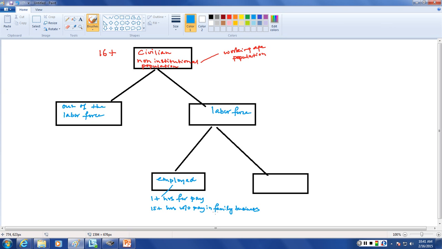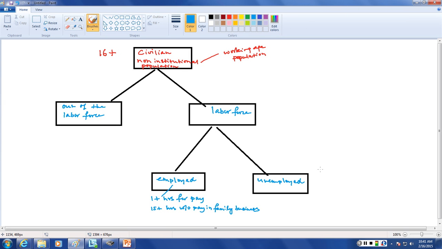Now, let's say that you report to the government that you did not work at all last week. Where would the government put you now? This box, of course, here is the unemployed box. Would the government stick you in that box? So you are someone who is 16 or older, you're a civilian, you're not institutionalized. You tell the BLS interviewer that you didn't work at all last week, right?